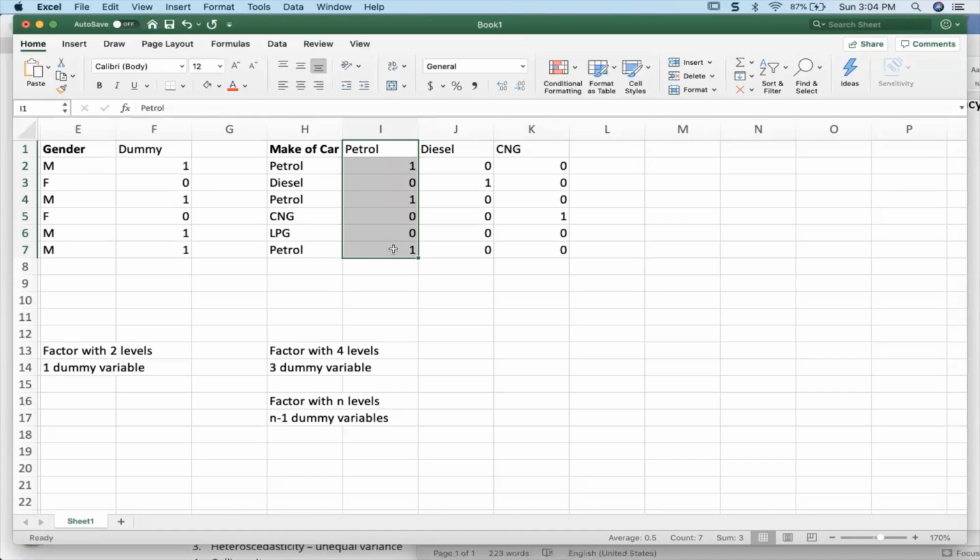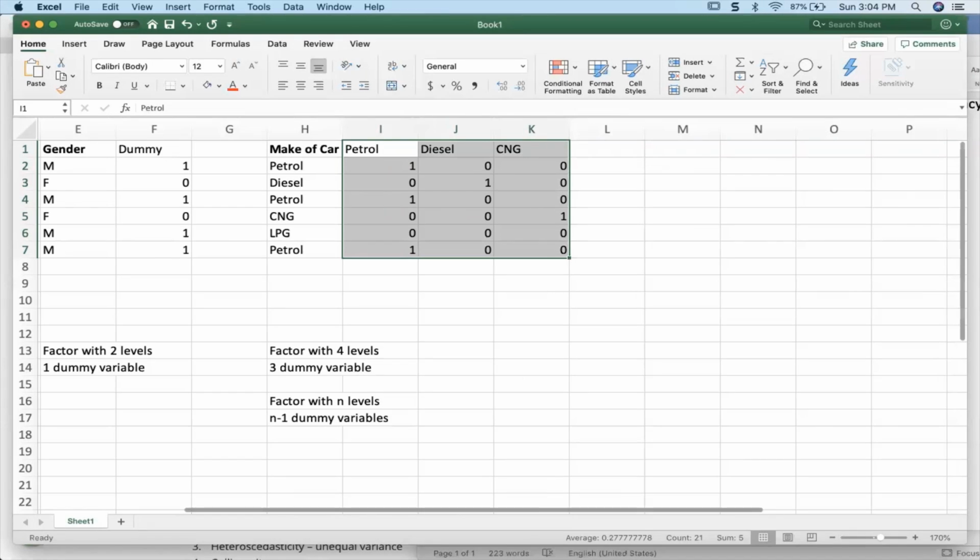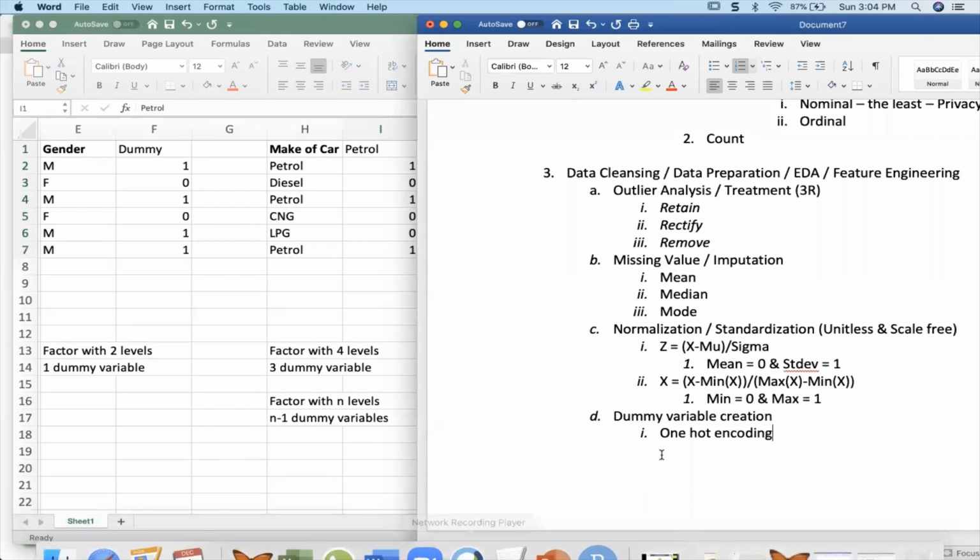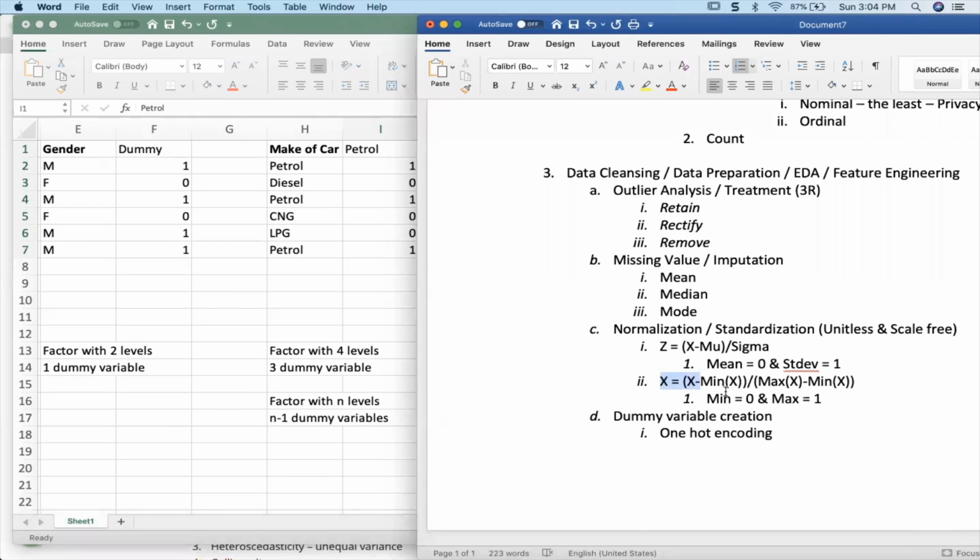Guys, what is the minimum value in this? 0. What is the maximum value? 1. If you subtract those two, what is the range? 1. Simple. So whenever you have dummy variables in your data set, is it better to use standardization or normalization? Standardization. Exactly. Clear?